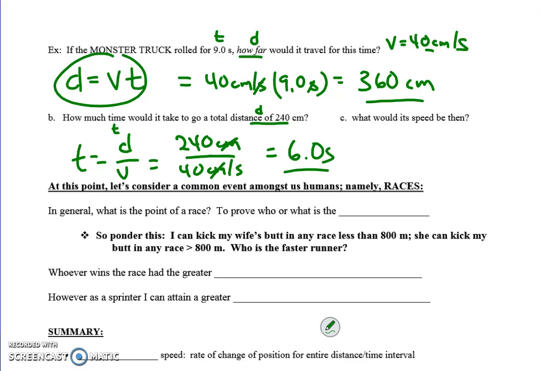Very straightforward. What would be its speed then? I don't have to do an equation for that. The speed would still be 40 centimeters per second because we know it's moving at a constant speed based on the shape of the graph. Okay, so this is very basic, but it's very, very important you understand all the subtleties of this. We'll do more practice in class and then pick up from here tomorrow.